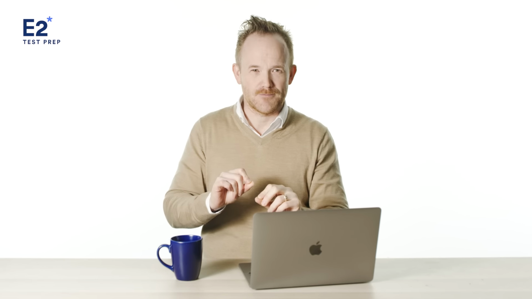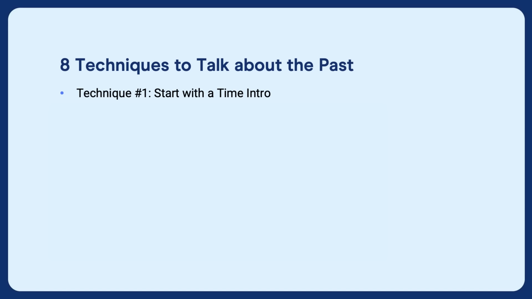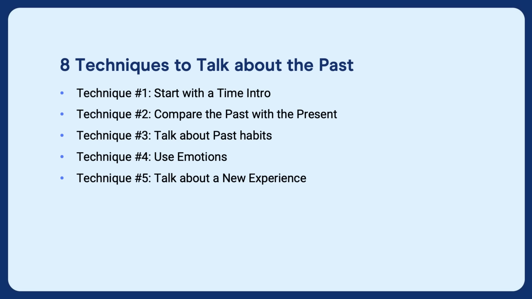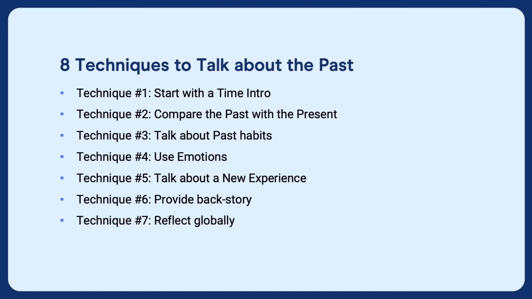So let's recap. The first technique we looked at was start with a time intro. Number 2, compare the past with the present. Number 3, talk about past habits. Number 4, use emotions. Technique 5, talk about a new experience. Number 6, provide backstory. 7, reflect globally. And 8, consider the importance.